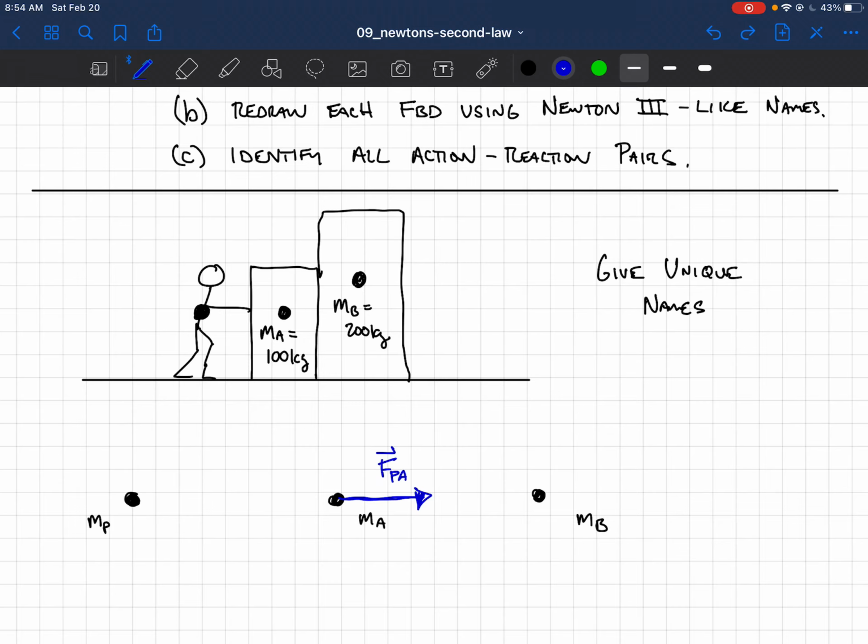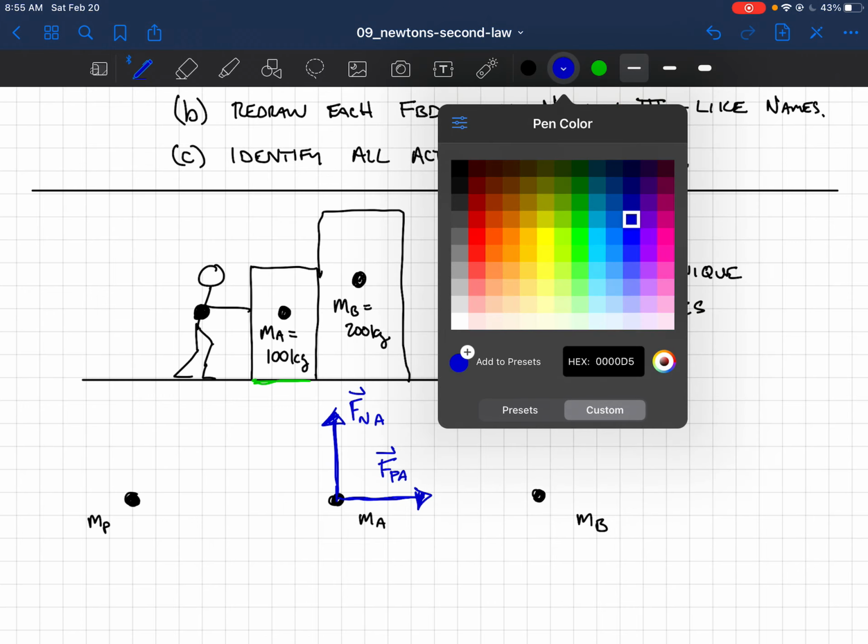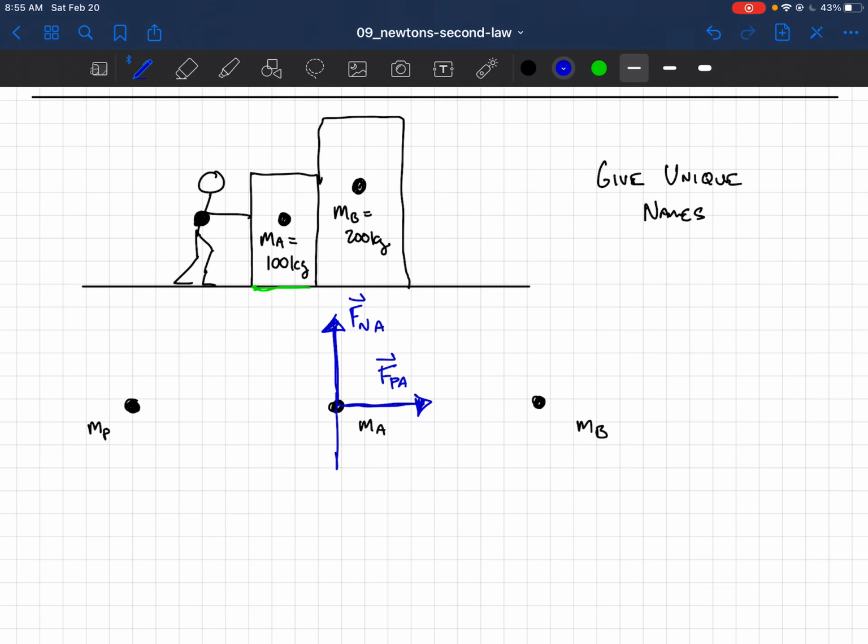What else is acting on A? Well, box A is in contact with the ground, so there's a normal force of the ground pushing upward on box A. So I should put Fn A. There's a normal force upward. What else? Well, we're told that that box has mass, so therefore there must be a force of gravity acting on A, and I call it FGA. Anything else? Well, for now, maybe not. Let's move on.